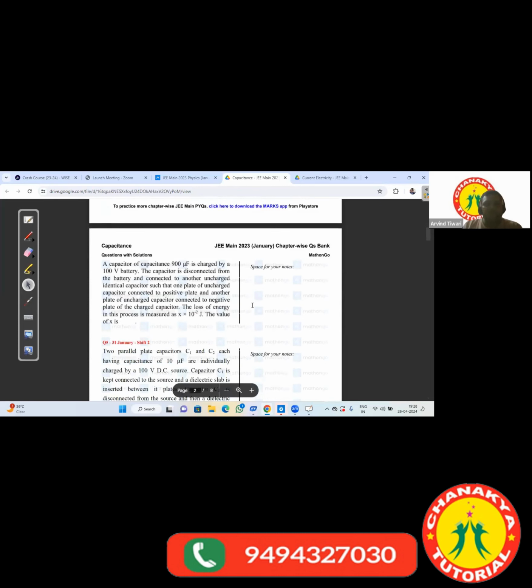Now the next question is based on the loss of energy. A capacitor of capacitance 900 microfarad is charged by a 100-volt battery. The capacitor is disconnected from the battery and connected to another uncharged identical capacitor such that one plate of the uncharged capacitor is connected to the positive plate and another plate of the uncharged capacitor is connected to the negative plate of the charged capacitor. The loss of energy in this process is measured as.